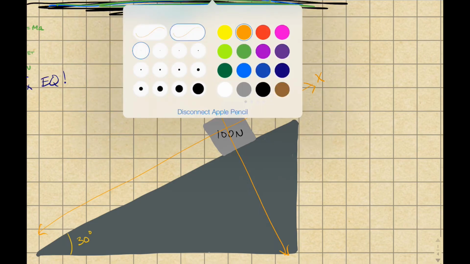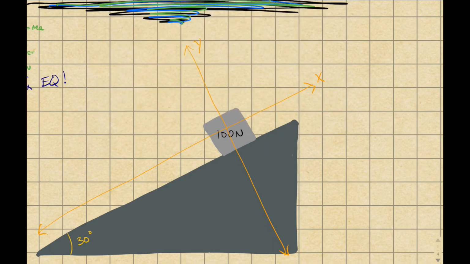Okay, so once we have this drawn in, our next step should really be to draw in our vectors. So I'm going to first draw in my force of gravity here. And the force of gravity always pulls everything straight down. So not in this y direction that I have drawn here, but straight down. All right, so there's my force of gravity. I'd say that this is a 100 Newton block, so that 100 newtons is the Fg.